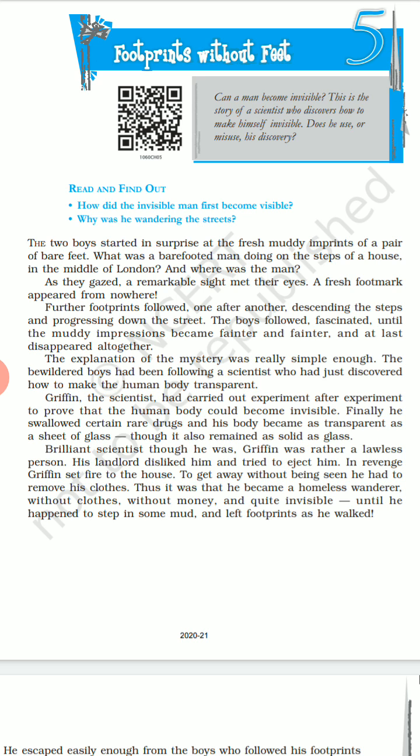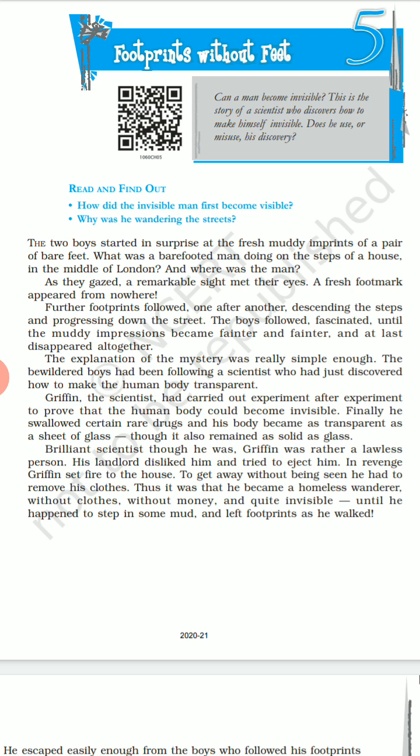So the bewildered boys, bewildered means very confused or puzzled. So these two boys, who were very much confused, were following a scientist who had just discovered how to make the human body transparent. So whose footprints were those? It was the footprints of a scientist who had recently discovered how to make the human body transparent or invisible.